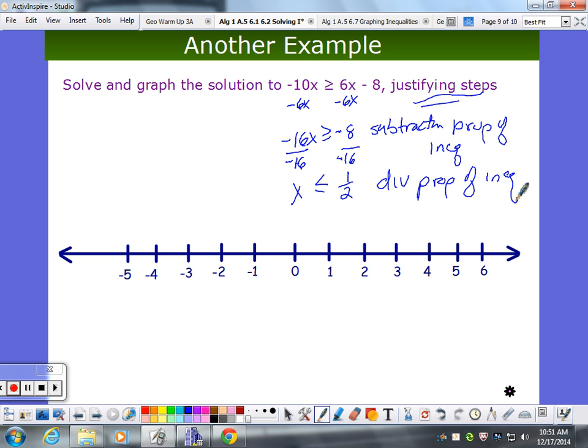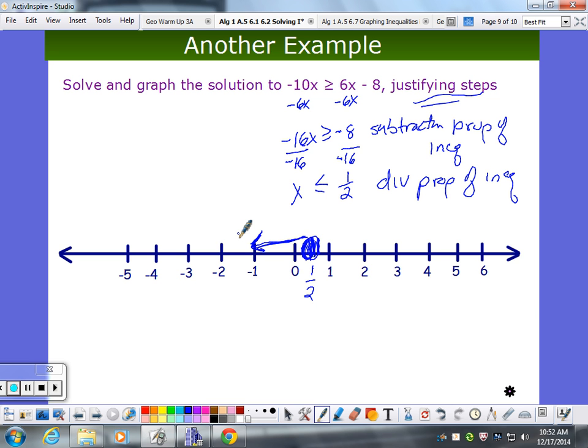Easy. Now if I want to graph this, so 1/2, that's over here someplace. I kind of have to put it in. And I circle it, so I fill in this hole. Yes, because 1/2 is a solution. 1/2 less than or equal to 1/2, is that true? Yeah, equal. And then where am I putting the arrow? Where the less than is, right?